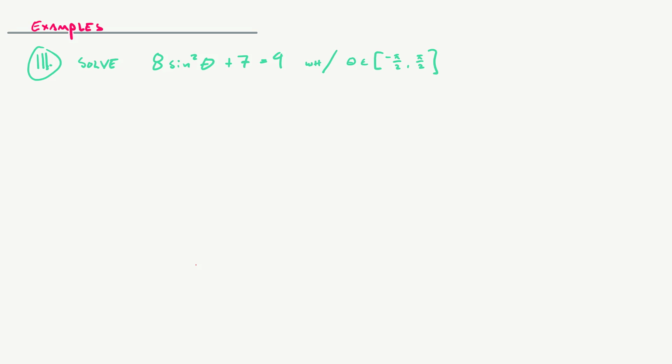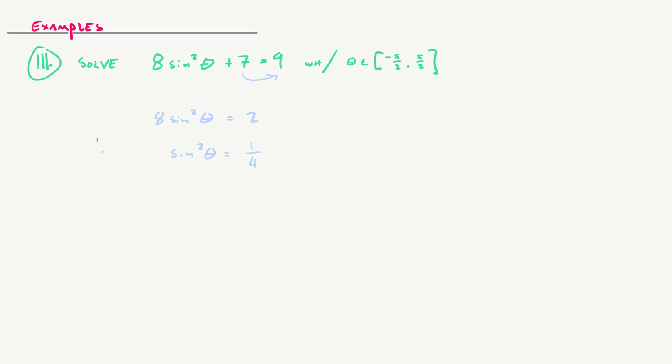Solve 8 sine squared theta plus 7 is equal to 9, specifically where theta is between negative pi over 2 and pi over 2. I mean, you could treat this almost exactly the same as 8x squared plus 7 is equal to 9. So we're going to start off by moving the 7, right? Get the sine squared piece by itself. After this, we'll divide by 8. So we get sine squared theta is equal to 1/4.